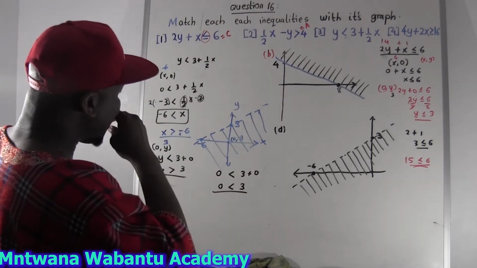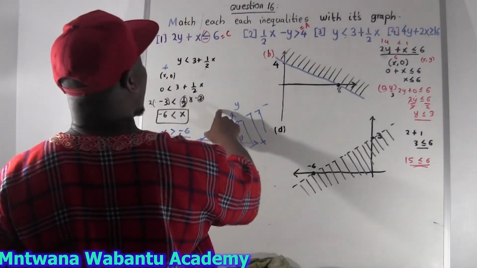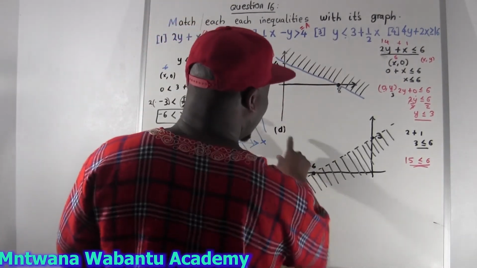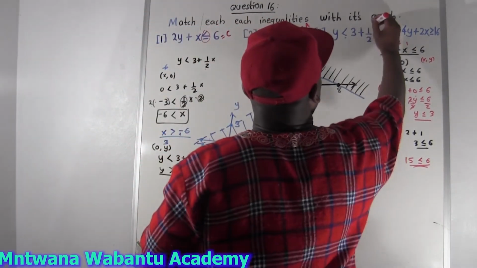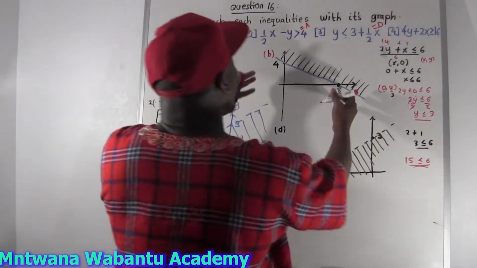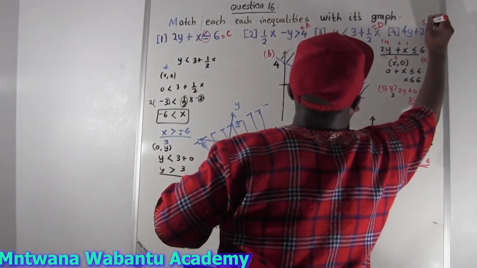Okay, so which option here? This option here. So the third one is D. The third one is D. So this is going to be your homework. We know this is going to be B.